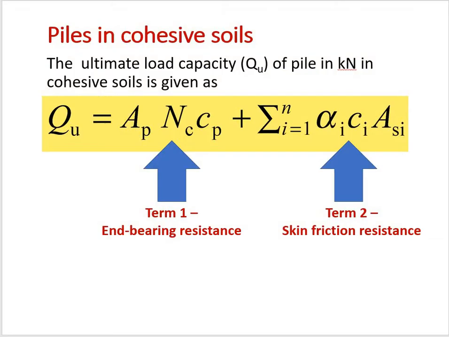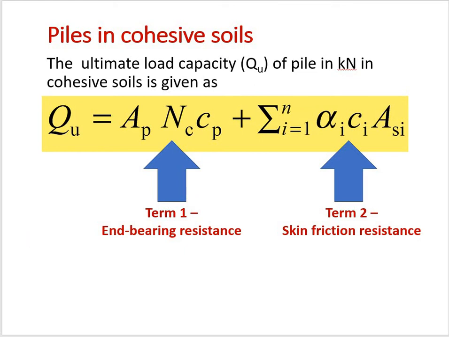Now let us deal with the next case, that is the piles in cohesive soils. So here in this case, the equation is given as QU is equal to AP NC CP plus summation of alpha i Ci ASi, i equal to 1 to N. Here again, similar to the previous case, term 1 is the end bearing resistance and term 2 is the frictional resistance. Here we have a new term called alpha, which is the reduction factor. I will explain what the reduction factor is.